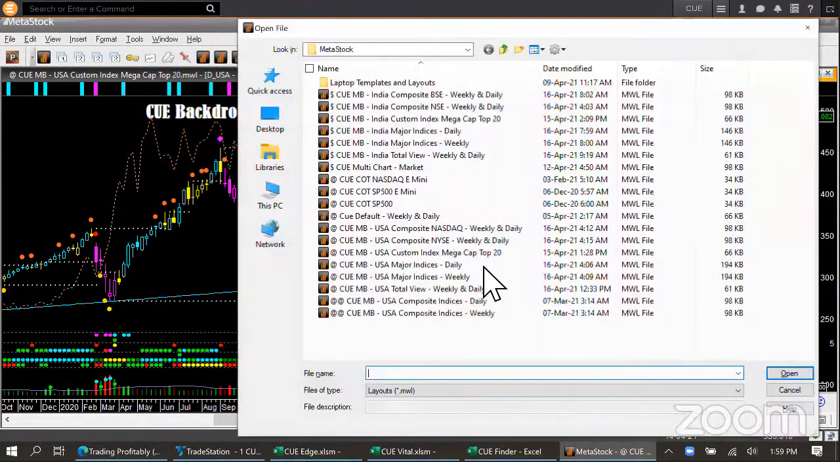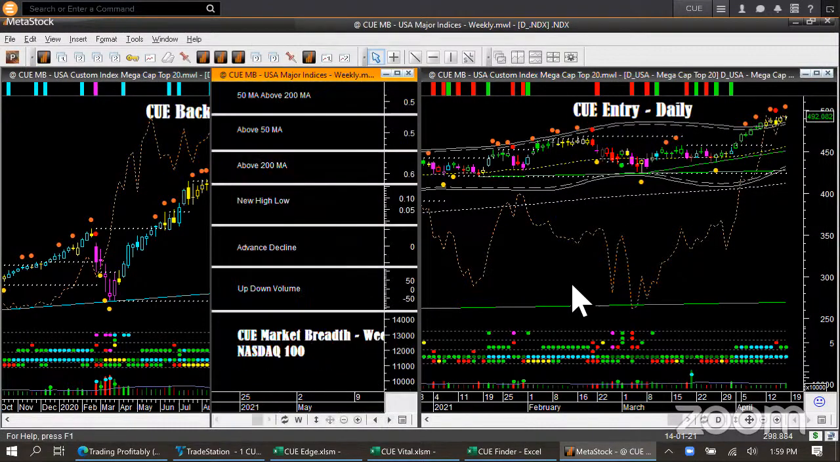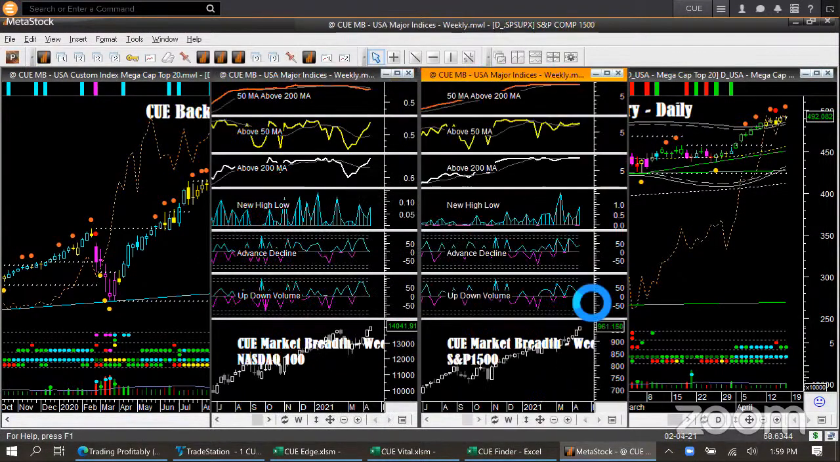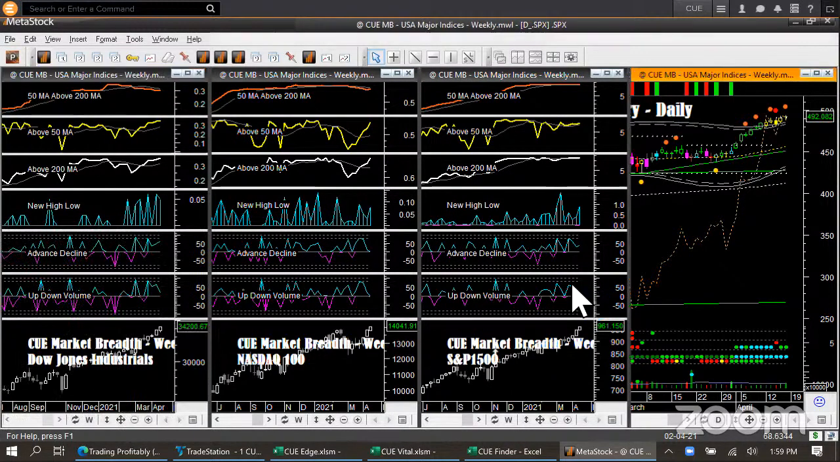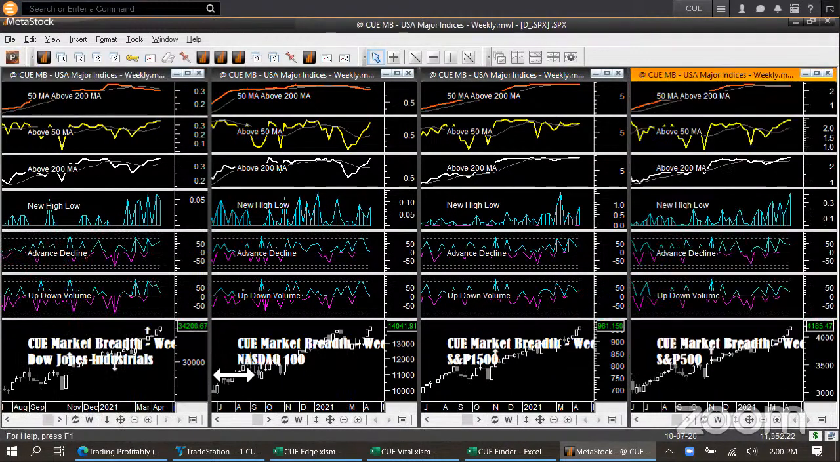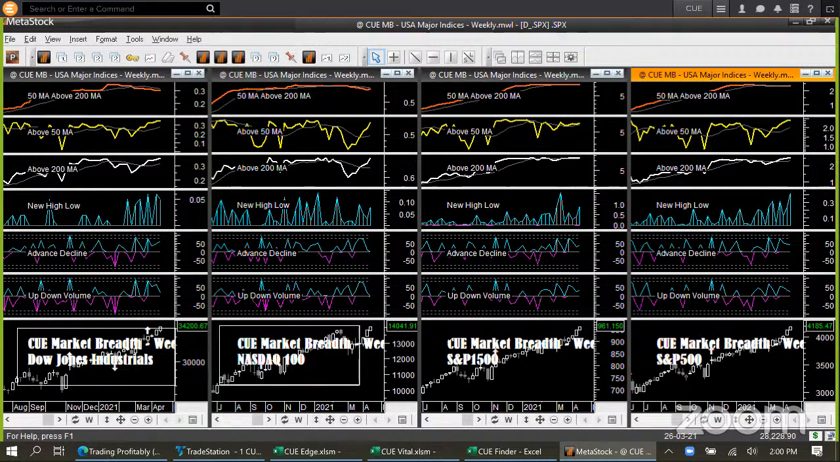Let's look at the market internals using the major indices and see if there is any sign of bearish divergence in the internals. Here I am looking at the four major indices: Dow Jones Industrials, NASDAQ 100, S&P 1500 and S&P 500. And let's look at their internals: new high low, advanced decline, up down volume.